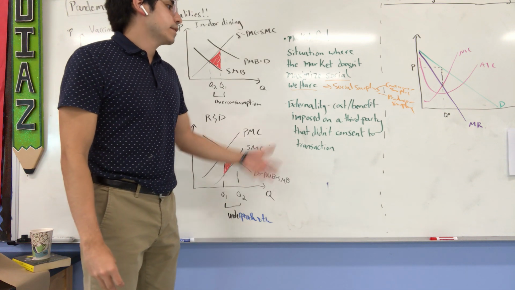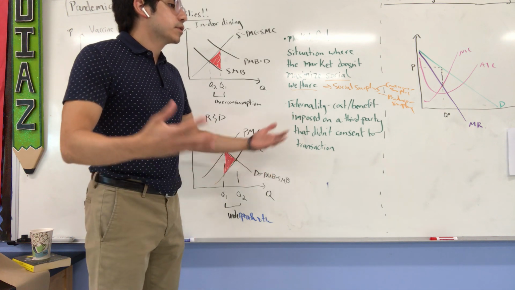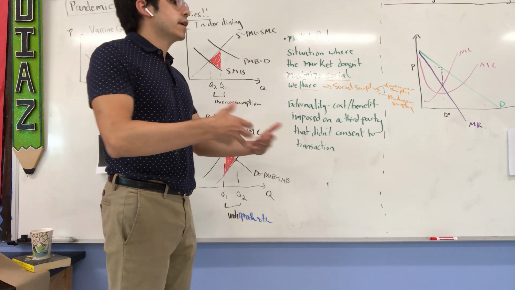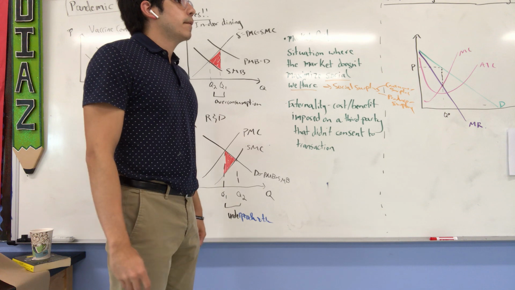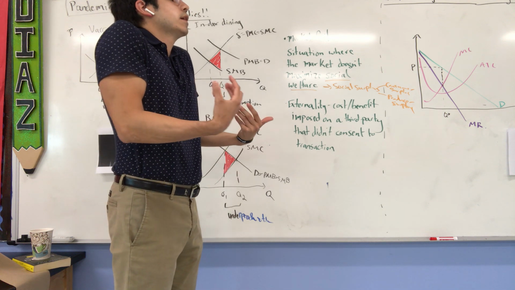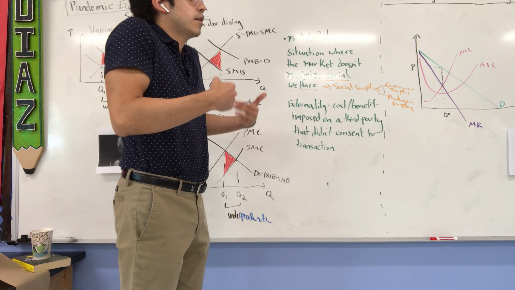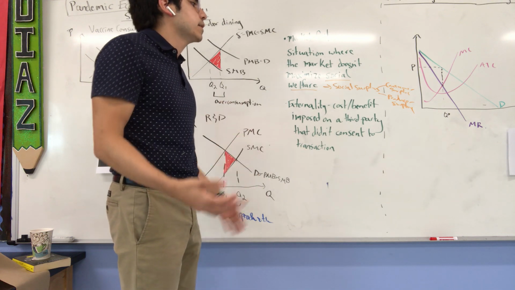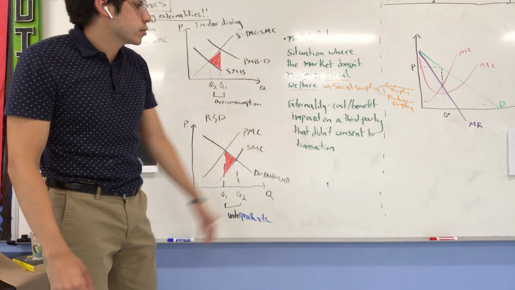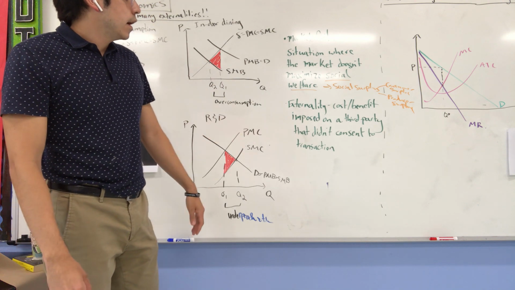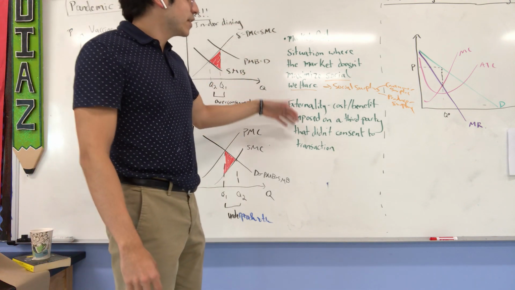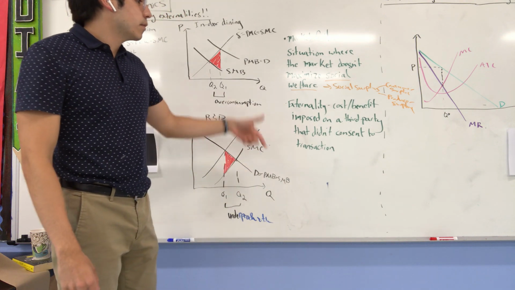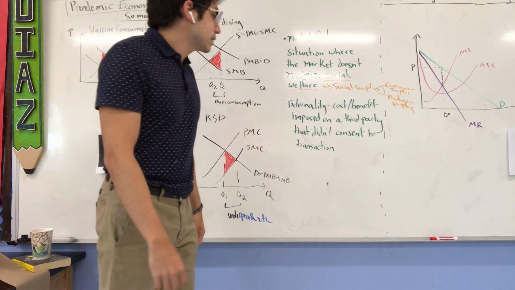The logic behind this is that both consumers and producers, if left alone, are going to undertake activities where their benefits exceed their costs and not undertake activities where their costs exceed their benefits, therefore maximizing social surplus. Well, externalities are where markets can fail. An externality is one type of market failure where social surplus is not maximized.